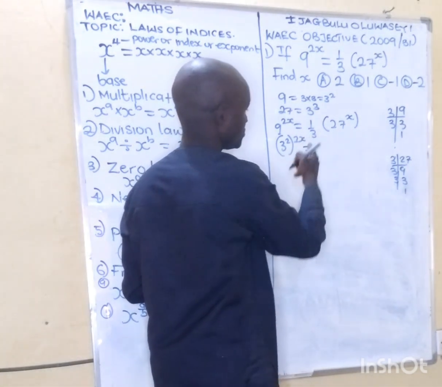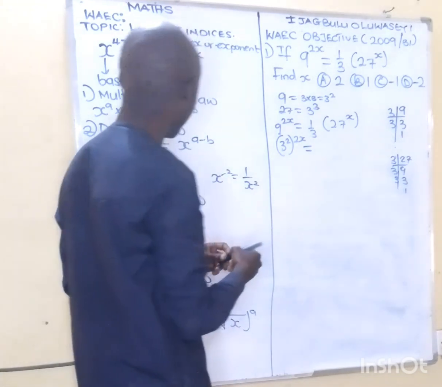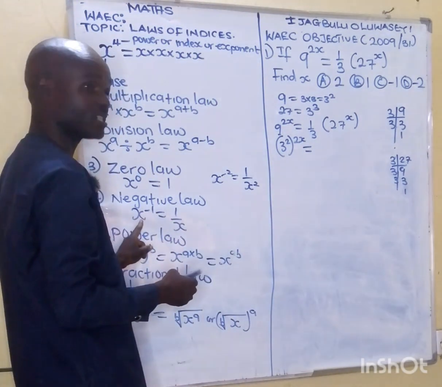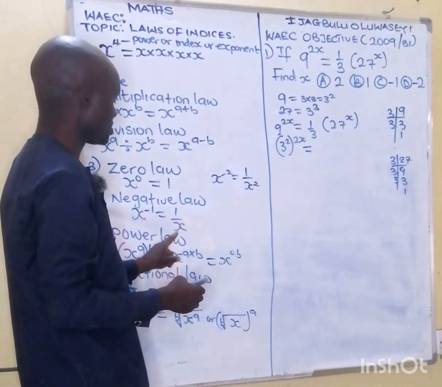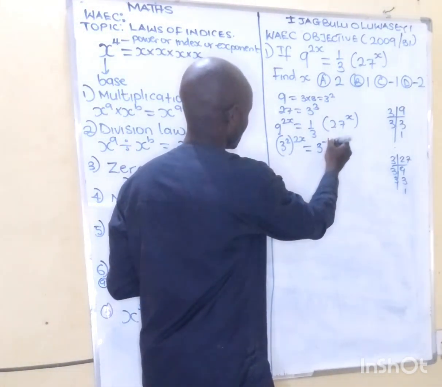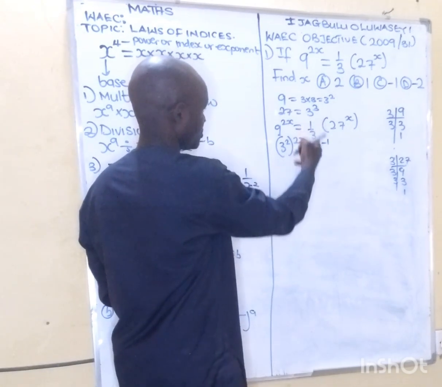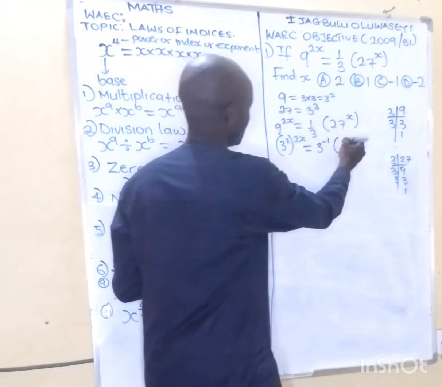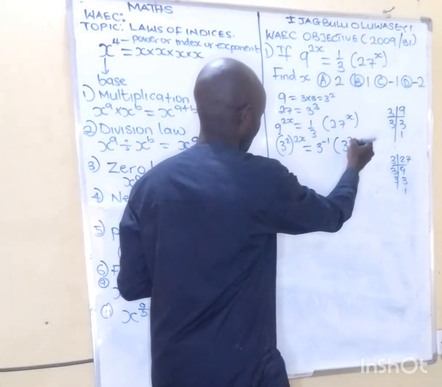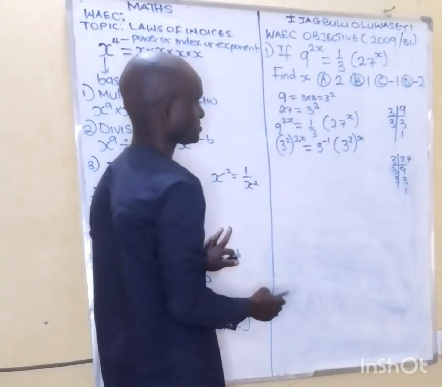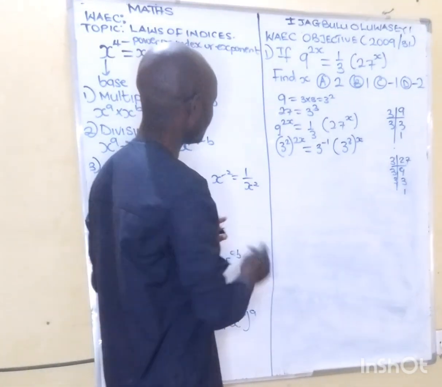Which is equal to, remember that we have the negative law here. The way we have x raised to the power minus 1 is equal to 1 over x, we reverse it back, which will give you 3 raised to the power minus 1. This can also be written as 1 over 3. Then we open our bracket to power 3. Then we close our bracket and we have our x out there. Then we apply by opening the bracket.